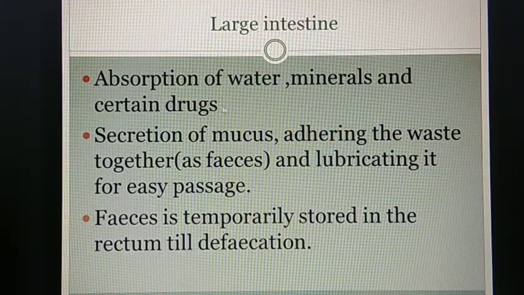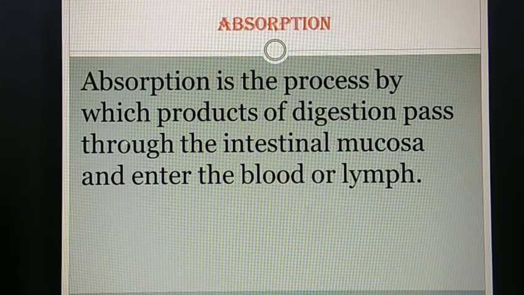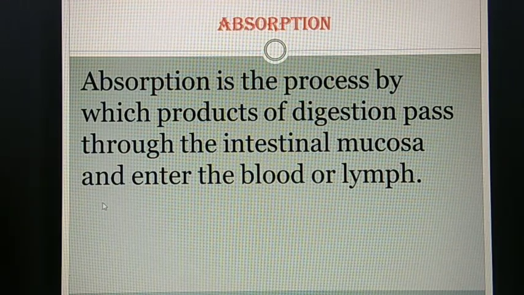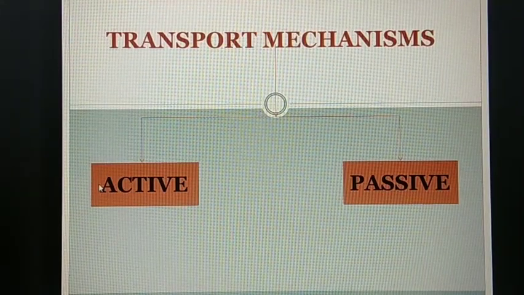Then large intestine. In the large intestine, absorption of water, minerals and certain drugs takes place, and secretion of mucus, which helps in adhering the waste together as feces and lubricating it for easy passage. Feces is temporarily stored in the rectum till defecation. Absorption is the process by which products of digestion pass through the intestinal mucosa and enter the blood or lymph. Two transport mechanisms are there, active and passive.